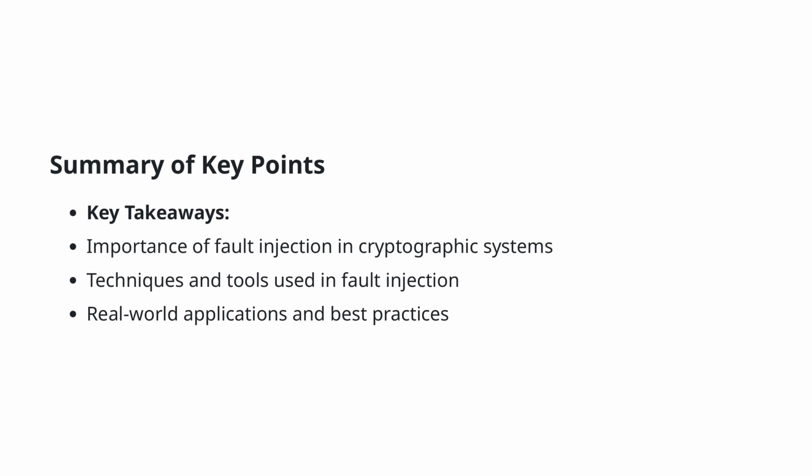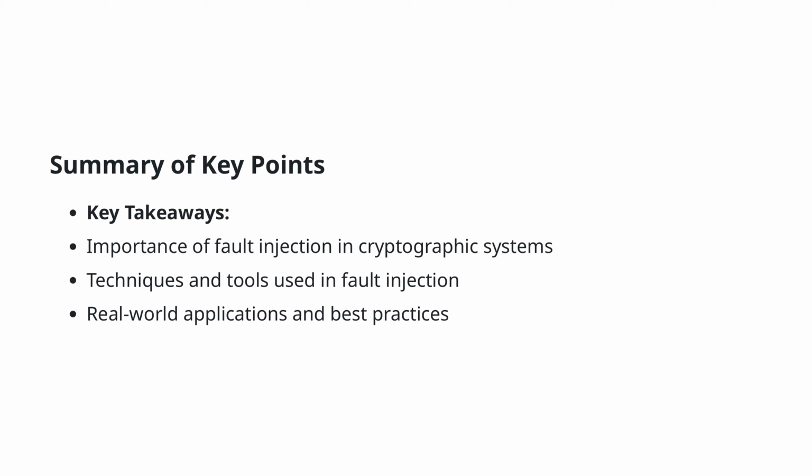In this slide, we'll summarize the key points from our exploration of fault injection in cryptographic systems. First, we discussed the importance of fault injection testing in ensuring the security and robustness of cryptographic systems. This practice is vital as it helps identify vulnerabilities that could be exploited in real-world attacks. Next, we covered various techniques and tools utilized in fault injection. These methods are essential for simulating potential threats and evaluating system responses effectively.